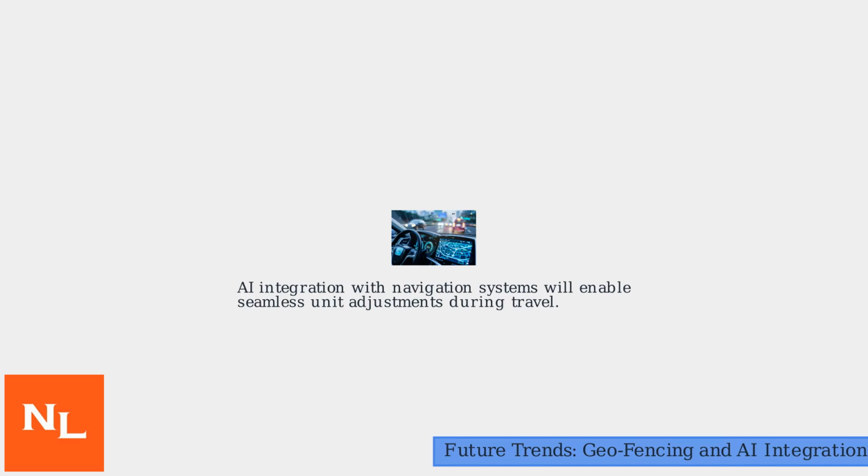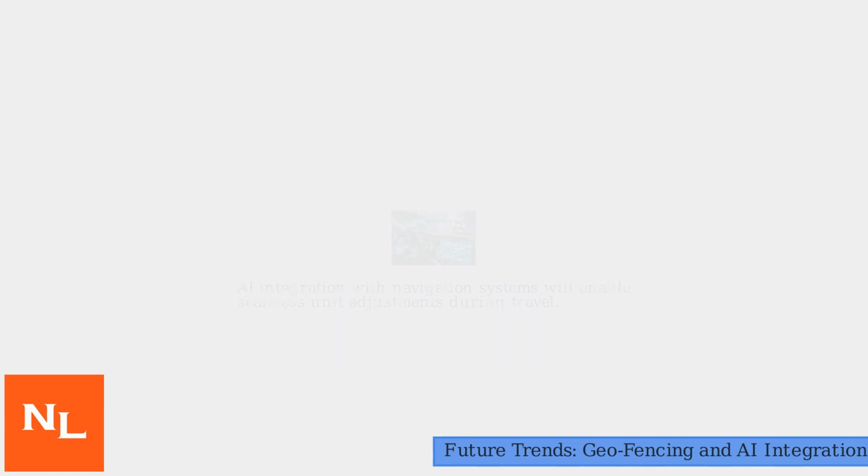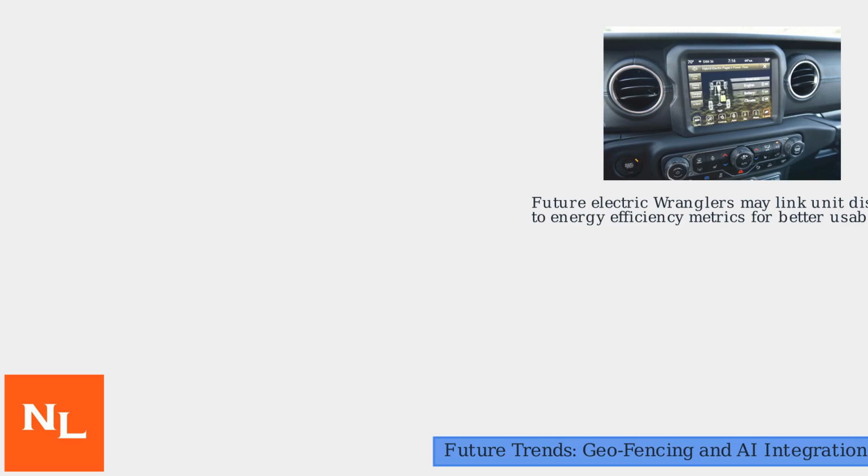As you follow routes on apps like Google Maps, the vehicle's display could automatically adjust units when entering metric or imperial zones, improving safety by matching road signs. In upcoming electric Wranglers, unit displays may connect to energy efficiency metrics. This could show how speed affects battery range in real time, optimizing performance while maintaining user-friendly unit conversions.